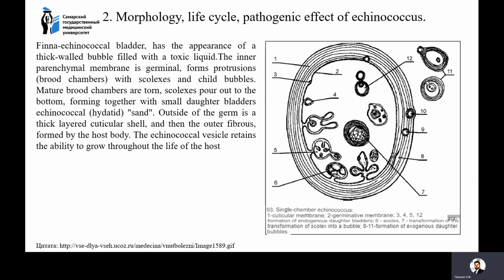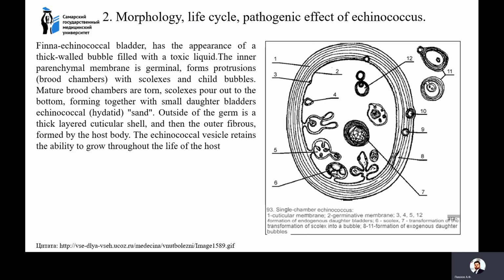The larval stage, the echinococcal bladder, has the appearance of a thick-walled bubble filled with a toxic liquid. The inner germinal membrane forms protrusions, brood capsules with scolices, and daughter bubbles. The brood capsules turn over, and scolices pour out to the bottom, forming, together with small daughter bladders, the echinococcal hydatid sand.